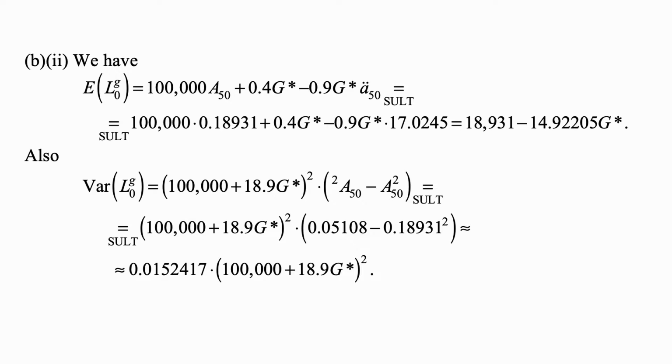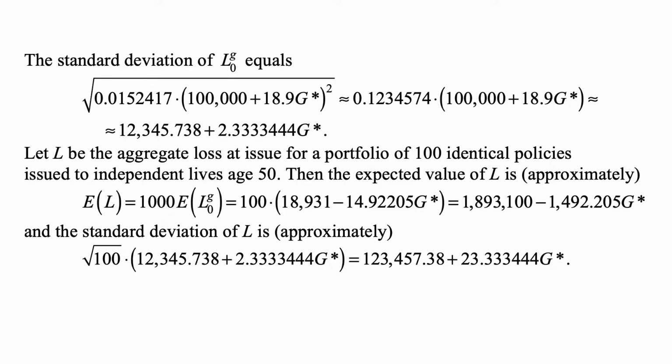And the variance, well, we just figured out what it would be, but we can find the values of 2A50 and A50 from the table, so we plug them in, and we calculate this to be 0.0152417 times 100,000 plus 18.9 G star, and the whole expression squared. And the standard deviation of L0G is the square root of that, so that's 12,345.738 plus 2.333444 G star, approximately, after we do all the calculations.